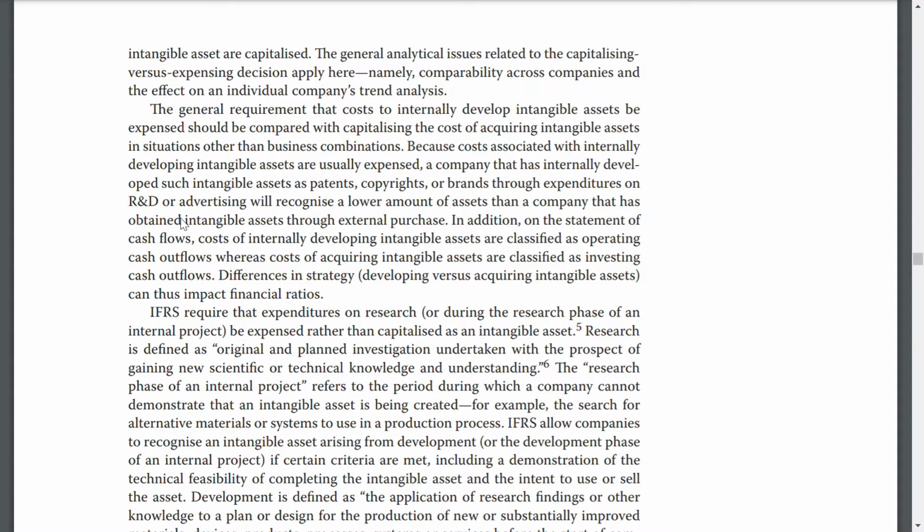The general requirement that the cost to internally develop intangible assets be expensed should be compared with capitalizing the cost of acquiring intangible assets in situations other than business combinations, because costs associated with internally developed intangible assets are usually expensed. A company that has internally developed such intangible assets as patents, copyrights, or brands through expenditures on R&D or advertising will recognize lower amounts.